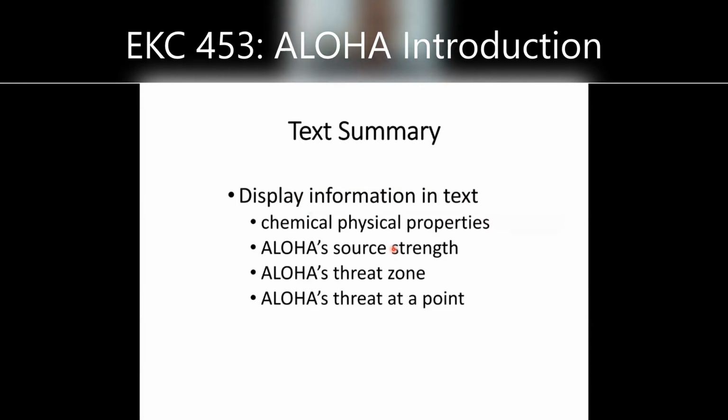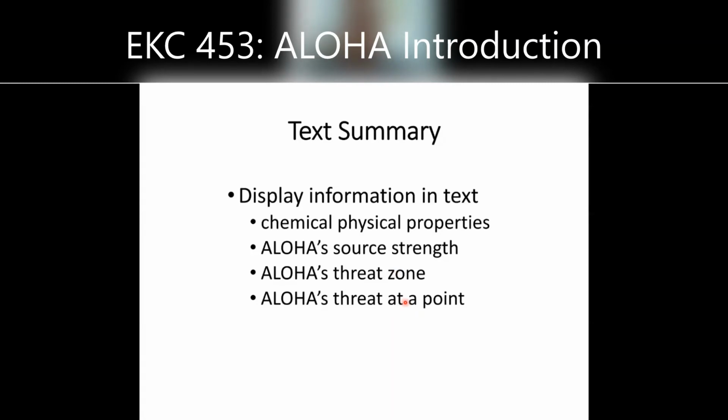Then your output also has a text summary. Since it is a text summary, it is only text, displaying information in text. It contains chemical and physical properties, which are your input, and inside the text summary you also have your output: the source strength, threat zone, and also threat at a point. What is the difference between threat zone and threat at a point? Threat zone is zonal, an area, while for threat at a point, you pick one point.